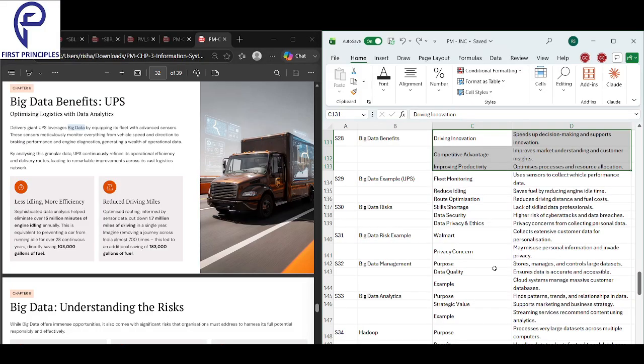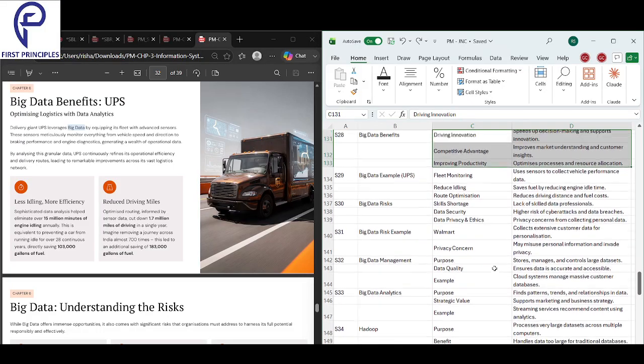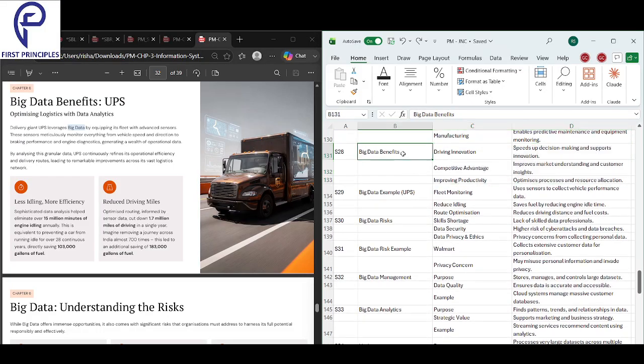Next, let's look into the benefits of big data. Okay, looked into that here. Then a few more things around big data: examples. Firstly, fleet monitoring. It uses sensors to collect vehicle performance data. It is basically used to collect vehicle performance data.